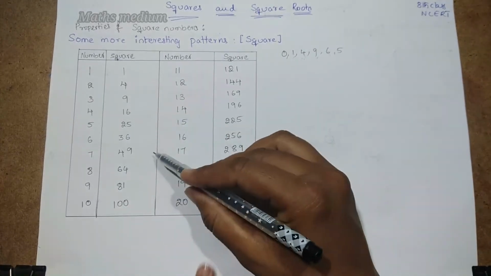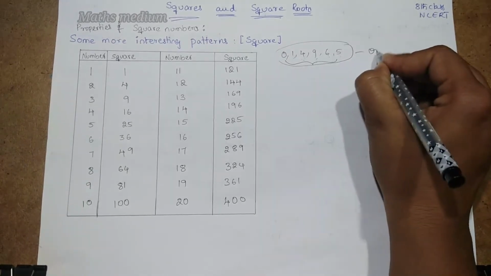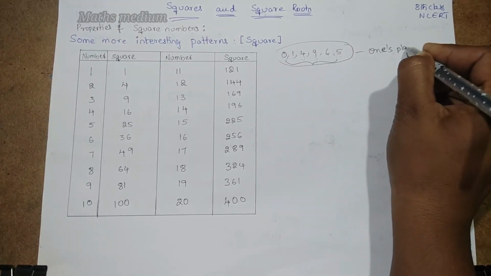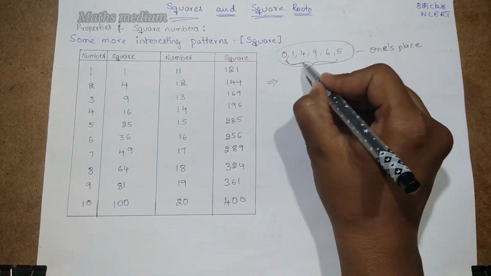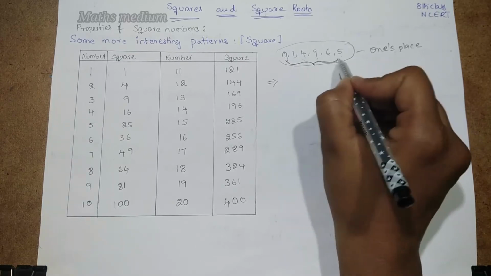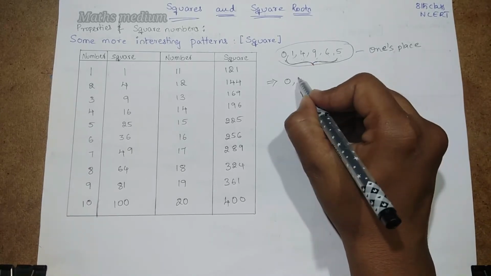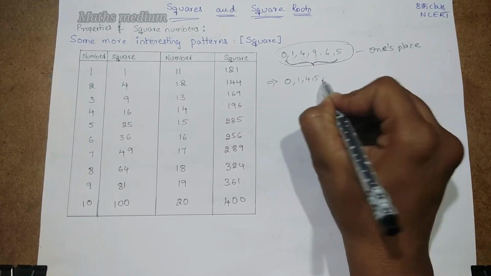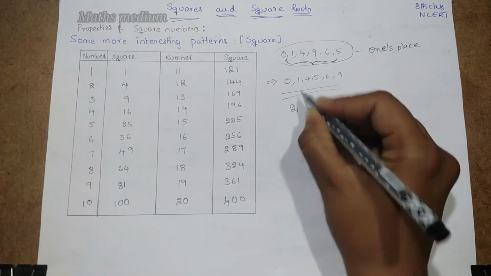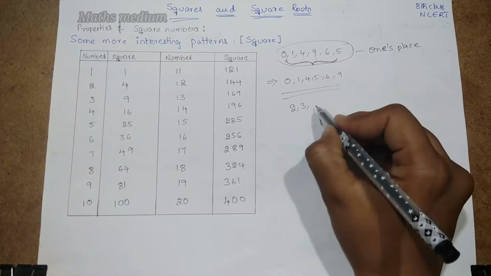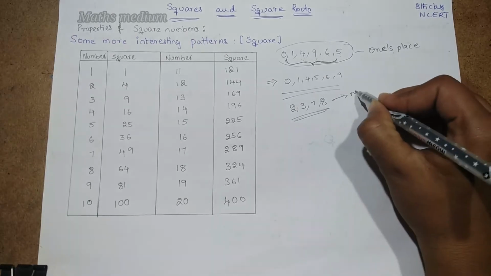If you observe this table, we get only these 6 numbers as the ones place. If you take any number, its square must have a unit digit from these numbers. If you start with any number, the ones place of its square is 0, 1, 4, 5, 6 or 9. None of the squares has 2, 3, 7, 8 as the last digit. These are the digits with which no square can be formed.